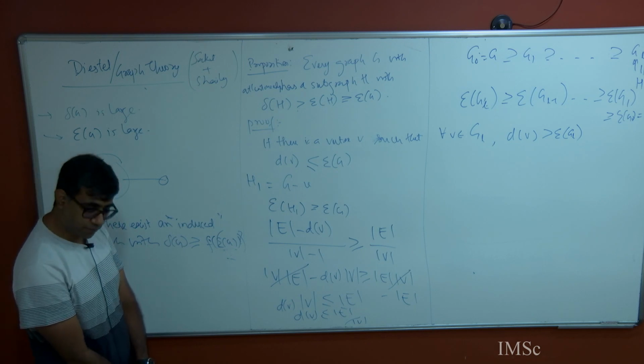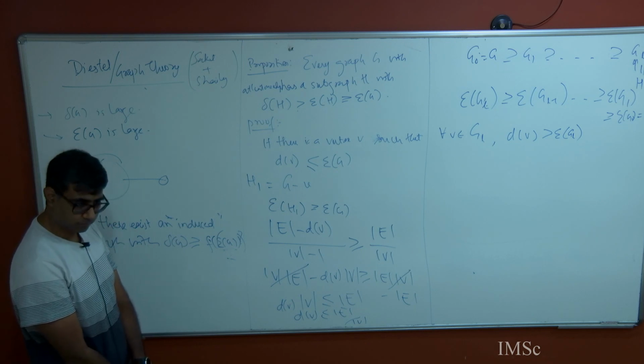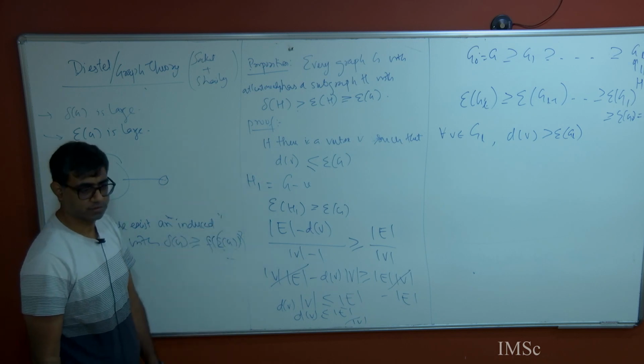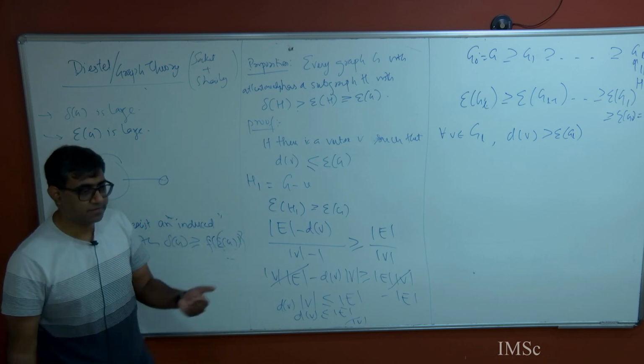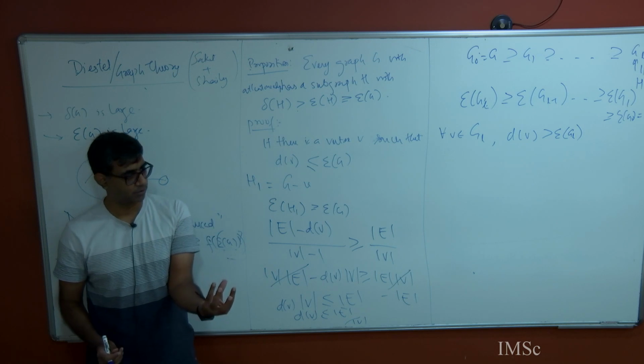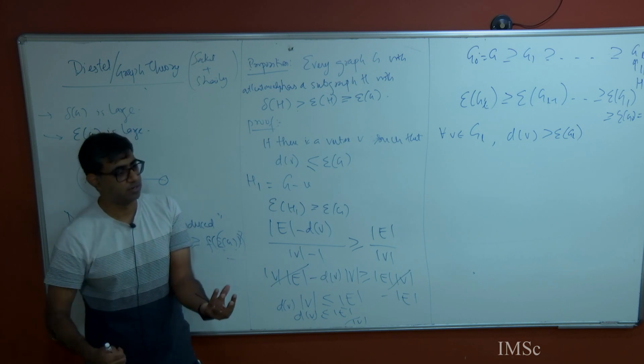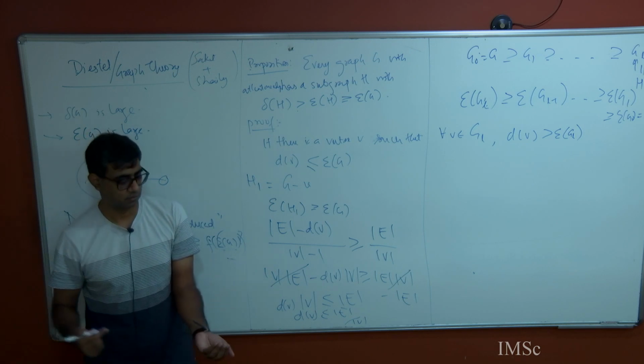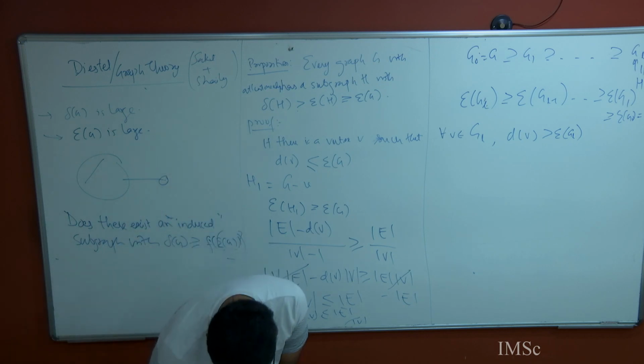E of G1, E of G1, G2. Yeah, and that's good enough for our purposes, right? So in each iteration, I will say what is my current epsilon of G, right? I pick up a vertex whose degree is less than that, delete it. Okay, so this is what I'm going to do.